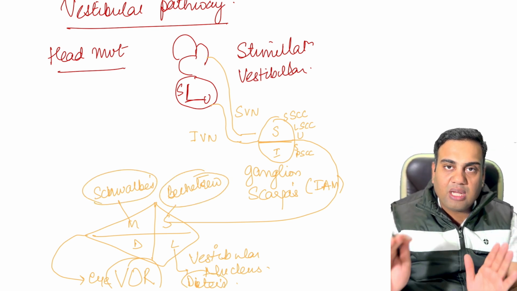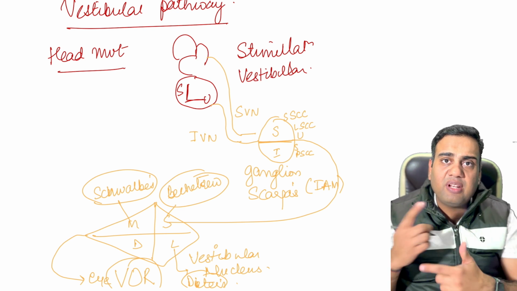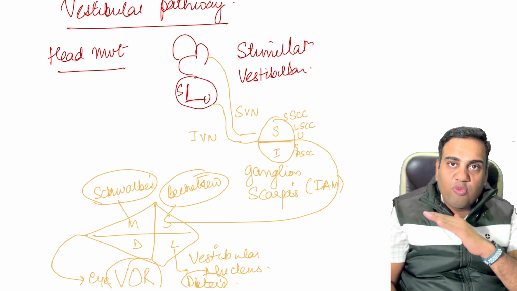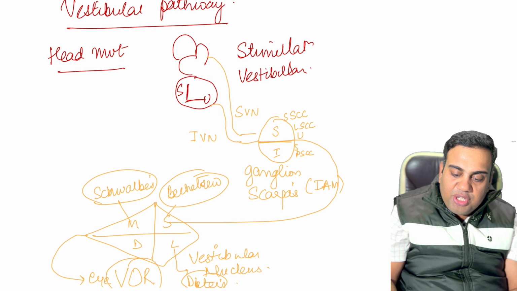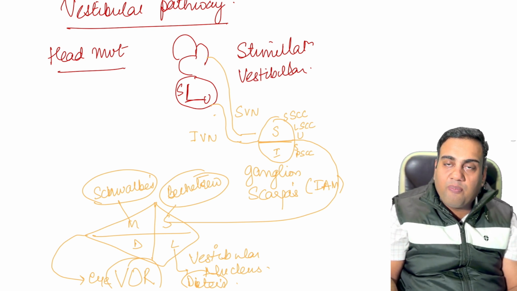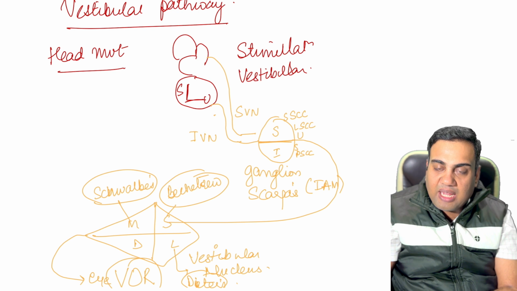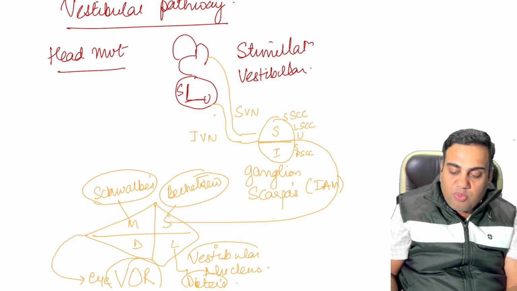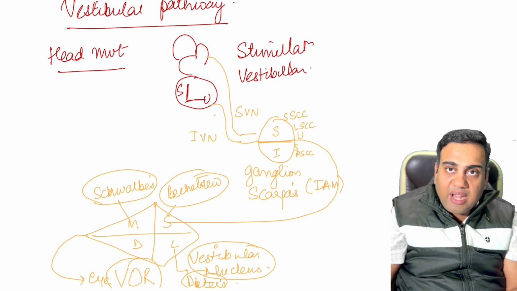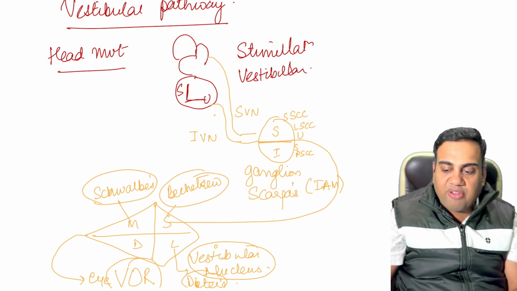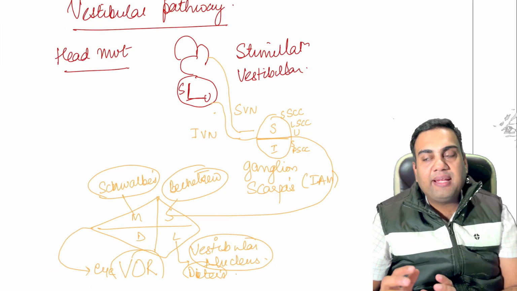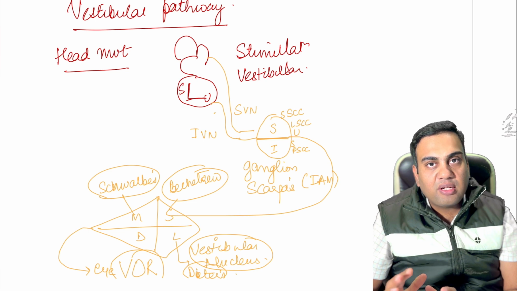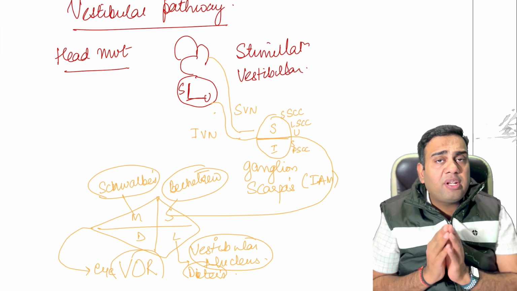All right, but for the undergraduates, how does the reflex take place? Our head movement happens, stimulation of the vestibular system, impulses will go from the vestibular nerve to the vestibular ganglion, which is the Scarpa's ganglion, from there to the vestibular nucleus. All right, is that thing clear? Very good. So I think you have understood the vestibular system. It is very simple, not difficult at all.